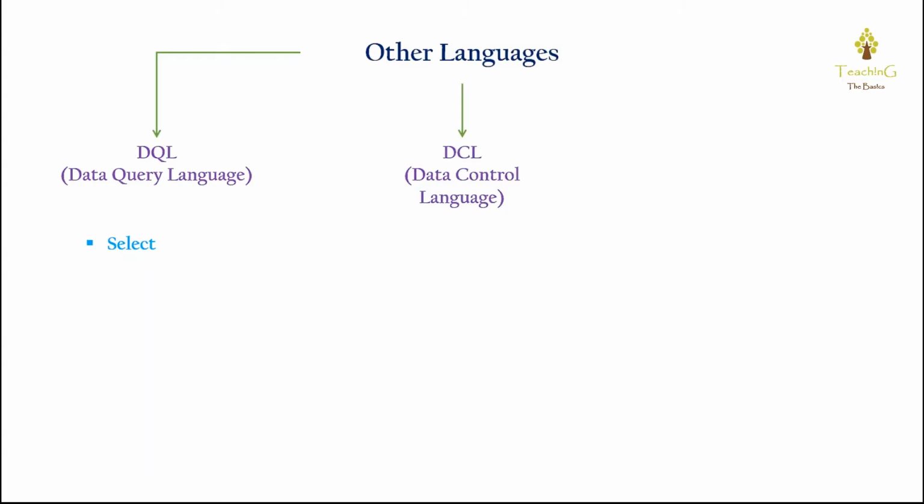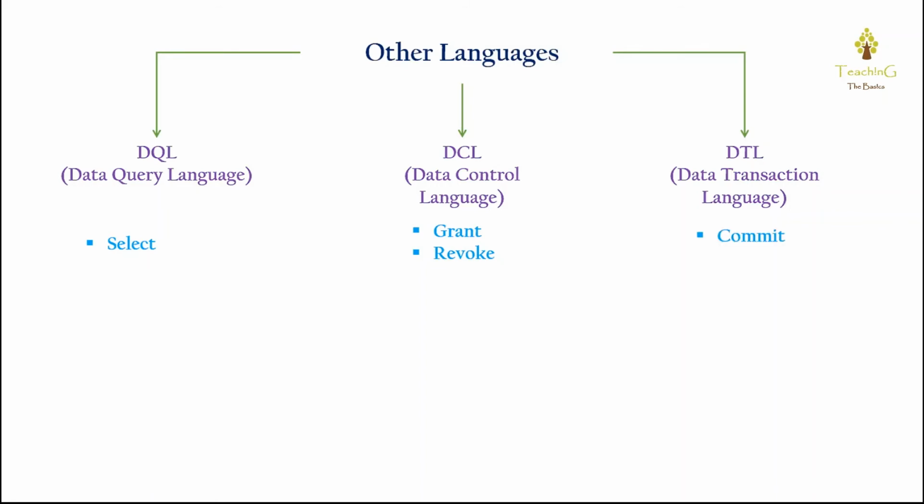With the help of this data control language, a database administrator grants access to a user or revokes access from the user. And the last one is DTL, that is data transaction language. I will be posting a video very soon on this transaction part, and I will be covering all those commands like commit, savepoint and rollback in that video. I will be posting a video on database transactions very soon.